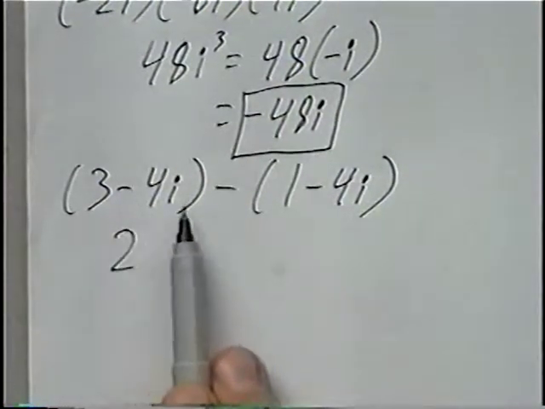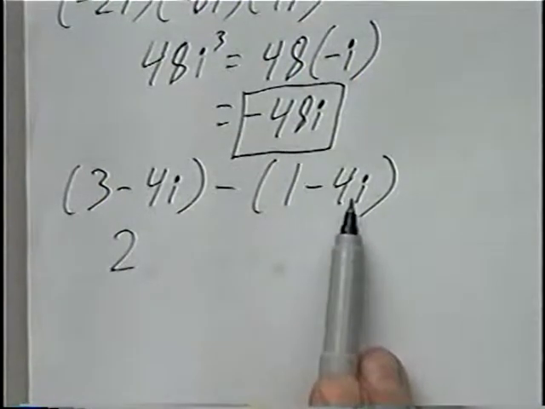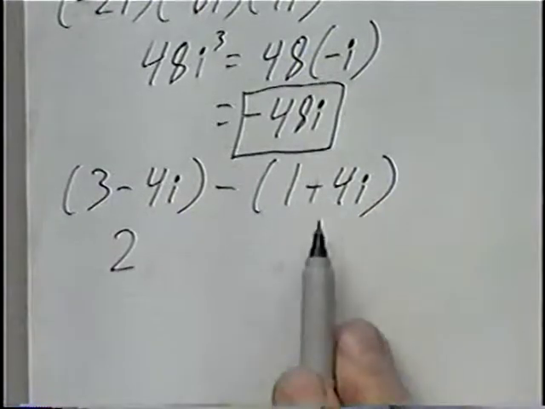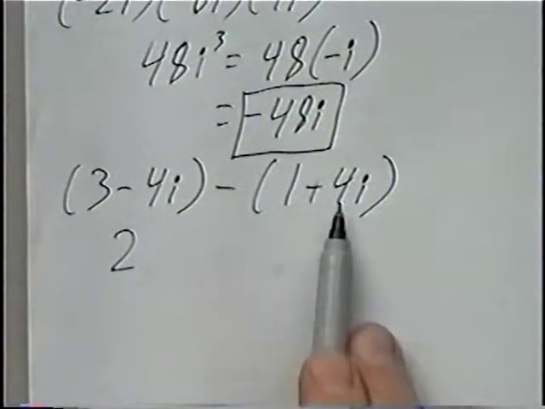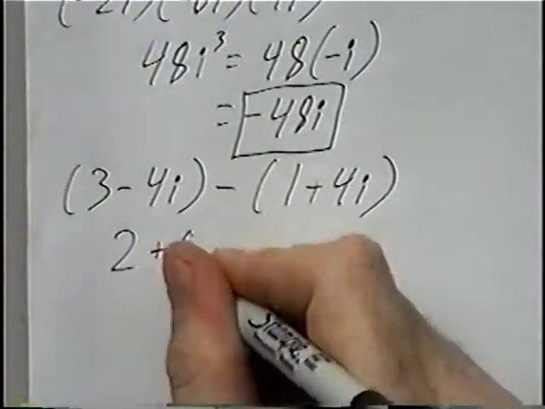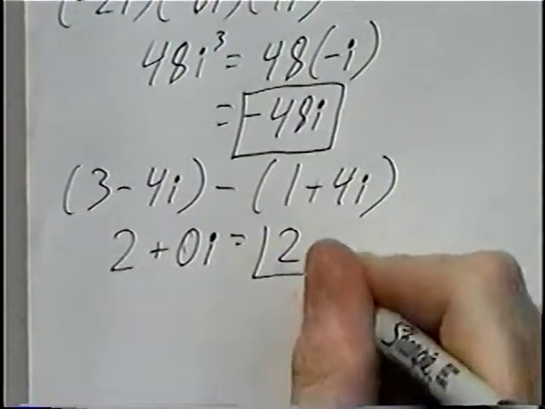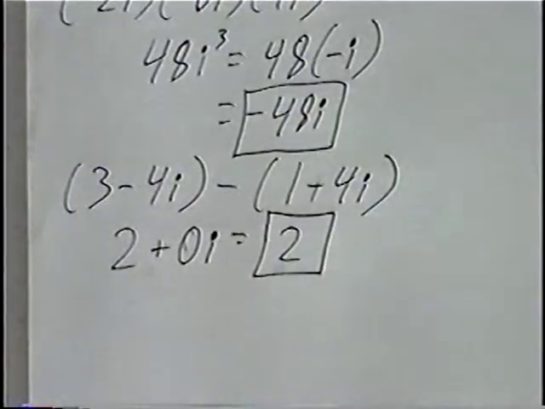And we'll also have a negative 4i minus a negative 4i. Minusing a negative 4 is the same thing as adding 4. Negative 4i plus 4i would be 0i. 0i we can leave off, so the answer would just be 2.